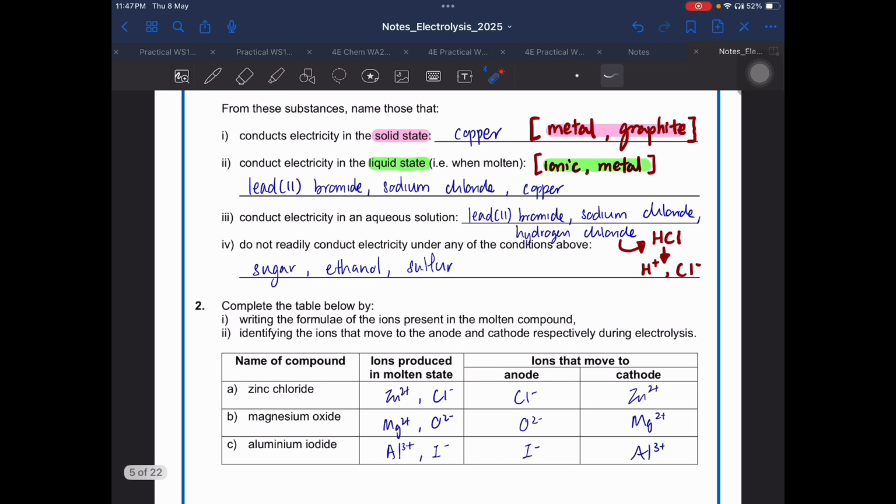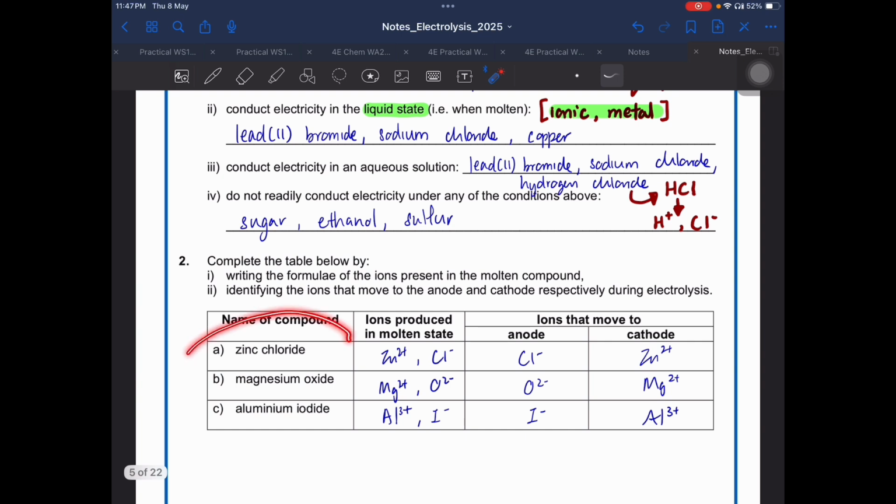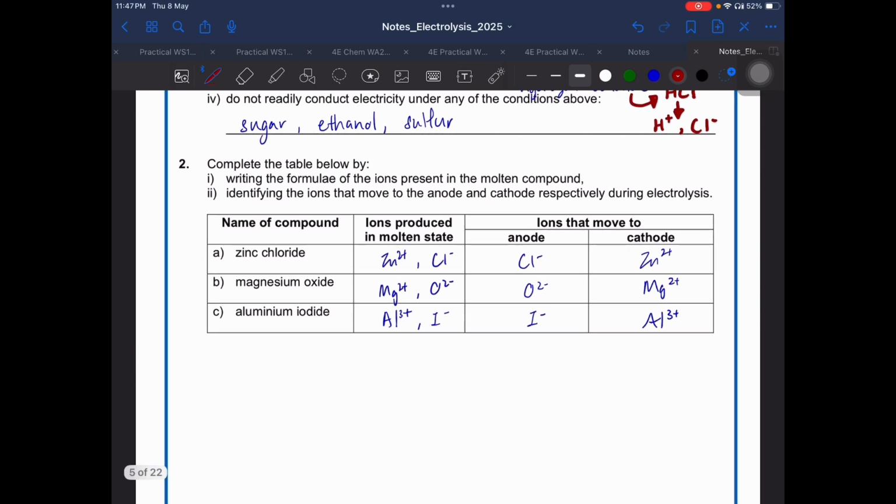Question 2 is really just to get you to think through the ions. We have gone through just now that these are all ionic compounds, and in the molten state, it's just basically looking at the kind of ions that are inside. So you have zinc, you have chloride, etc. And the right hand column here is getting you to recap how the ions will move. One easy way is, in case you can't remember your anode as well as your cathode, to just draw it out first to have a simple diagram for yourself.